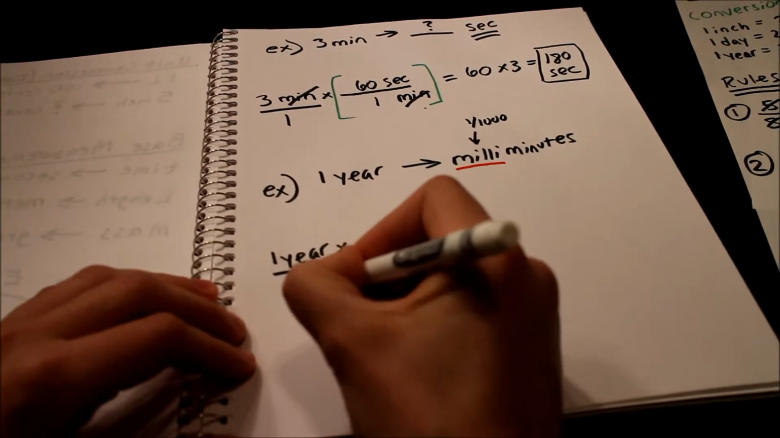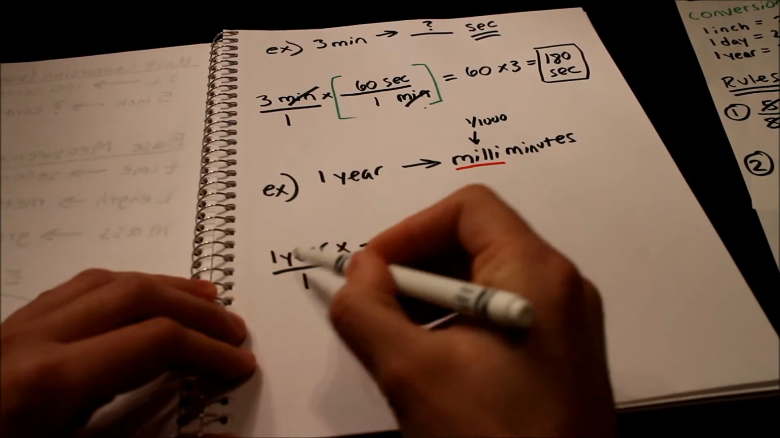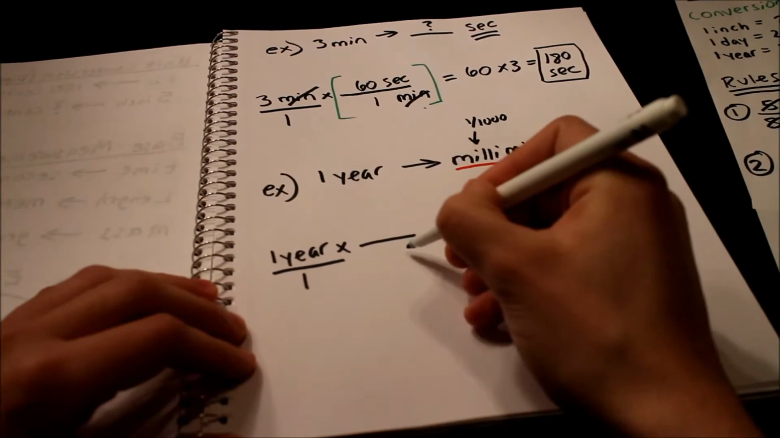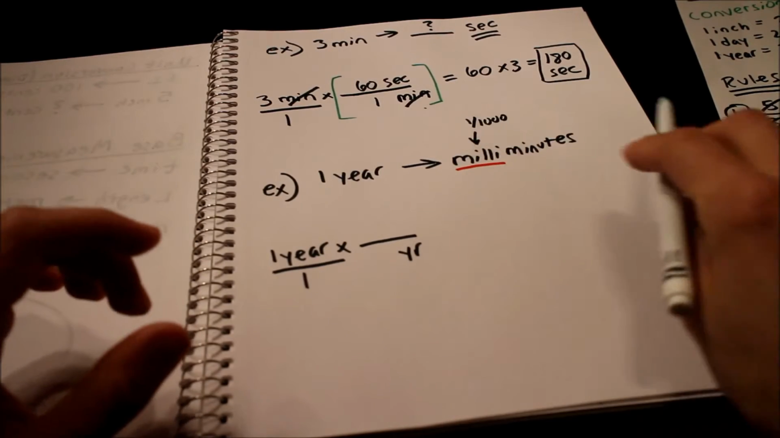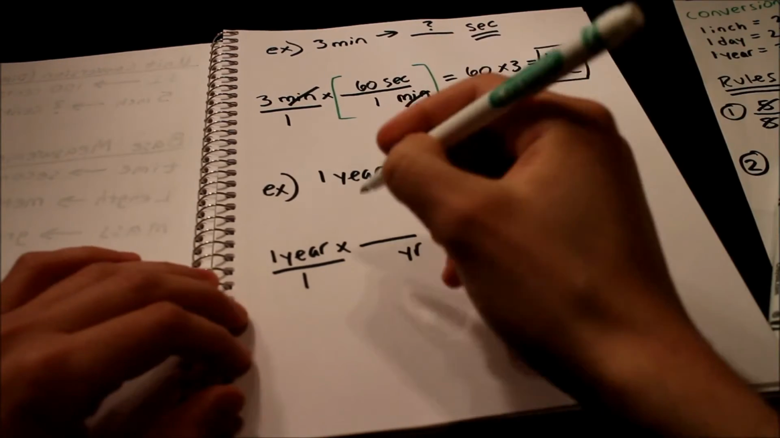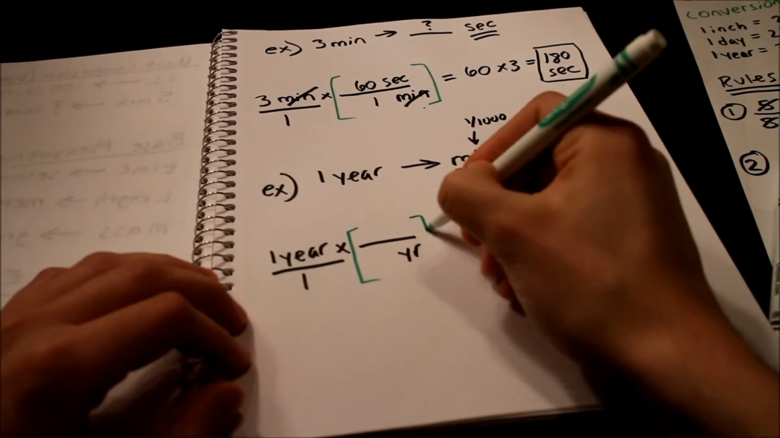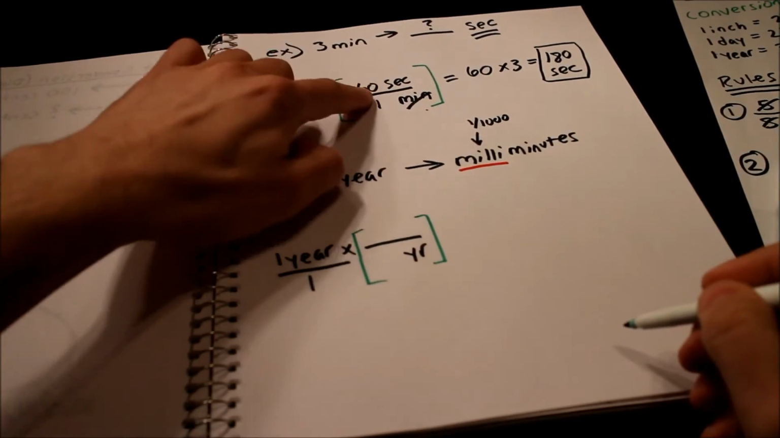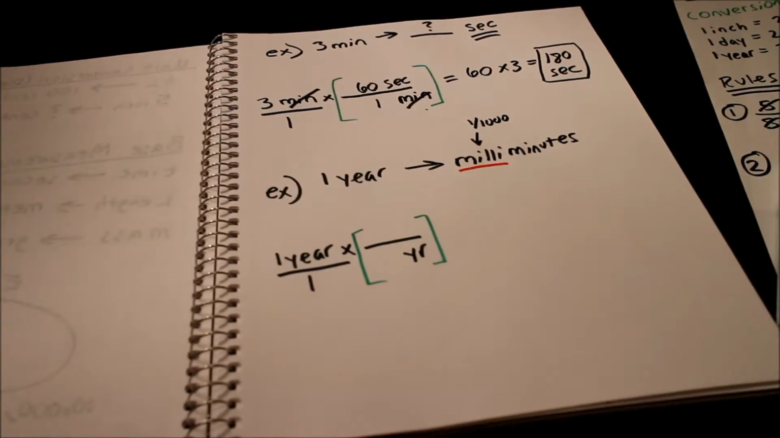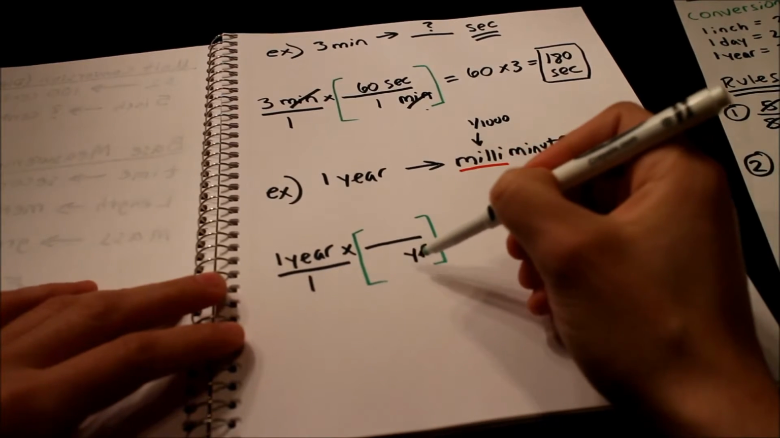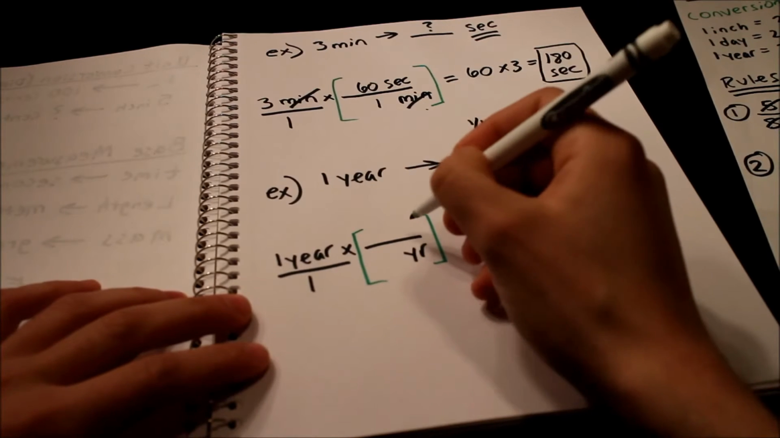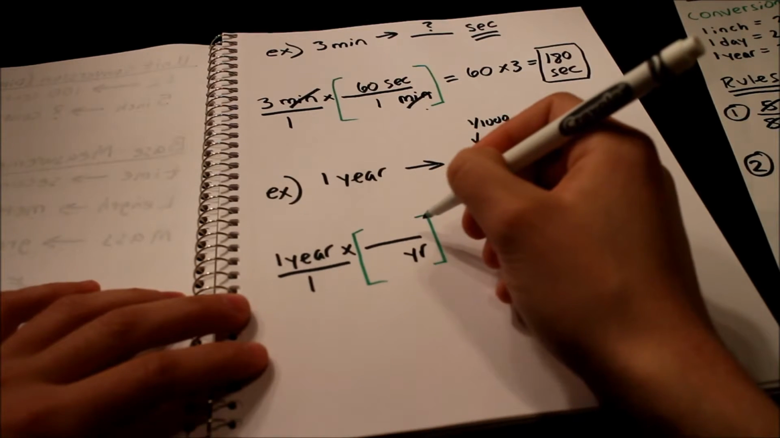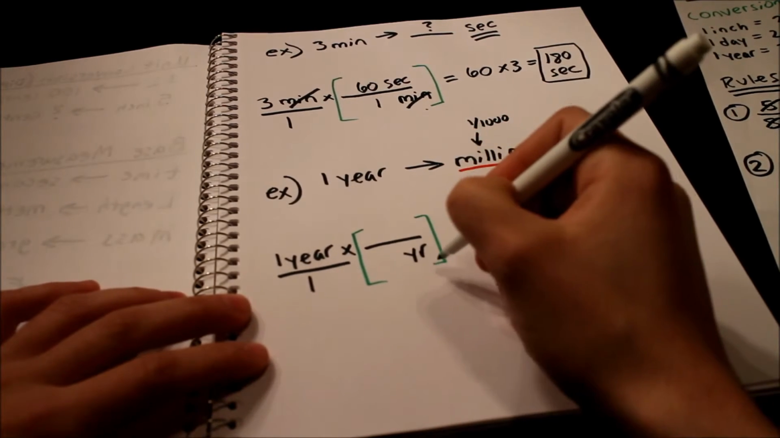Anything divided by 1 is automatically itself. So I already know that years are on top. So I know for sure I'm going to have to put years on bottom. I'm going to have to make a conversion factor to get rid of it. Last time we went straight from minutes to seconds and we got the seconds, right? But I don't think we can do that this time. Can we go straight from years to milliminutes? That's really hard to do. I don't know that conversion factor off the top of my head, but what do I know about years?